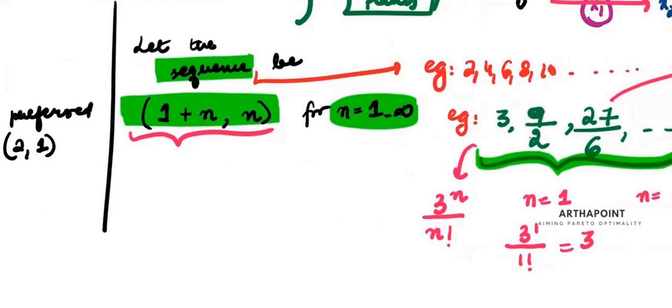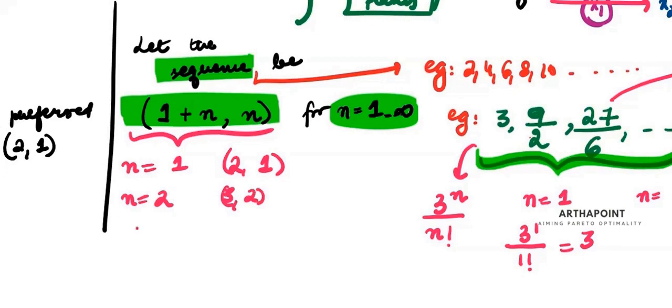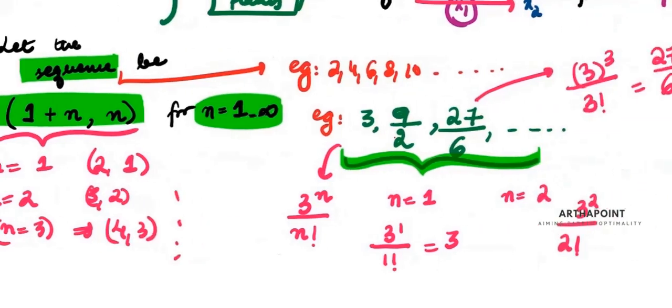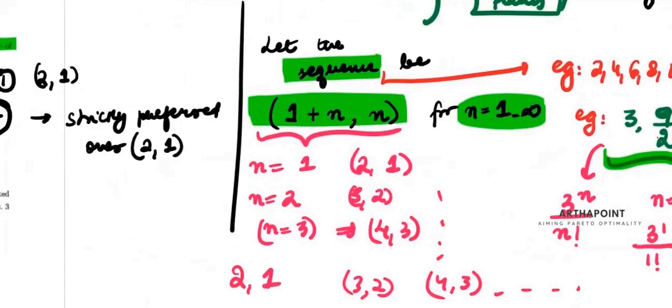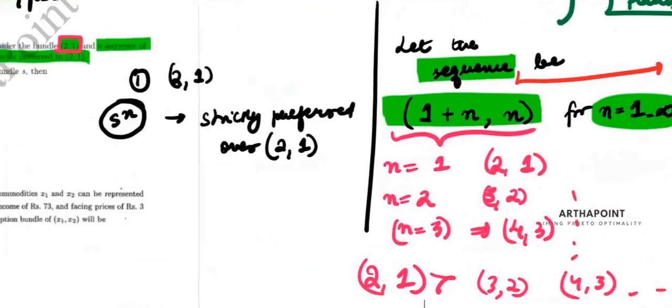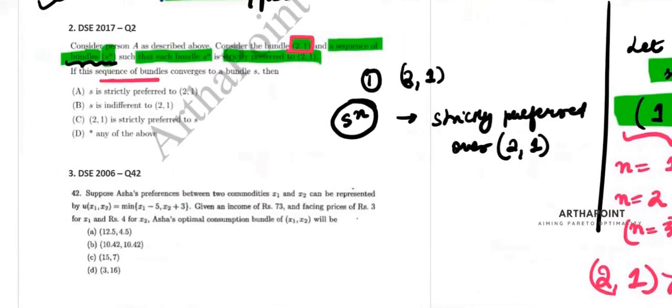So for example, when I put n equal to 1, I will get 2, 1. When I put n equal to 2, I will get 2 plus 1, 3, 2. When I put n equal to 3, I will get 3 plus 1, 4, 3, and so on. Over all these bundles, 3, 2, 4, 3, etc., 2, 1 is preferred. No sequence was given to me, so you have to create a sequence first. Then it says if the sequence of bundles converges to a bundle S.